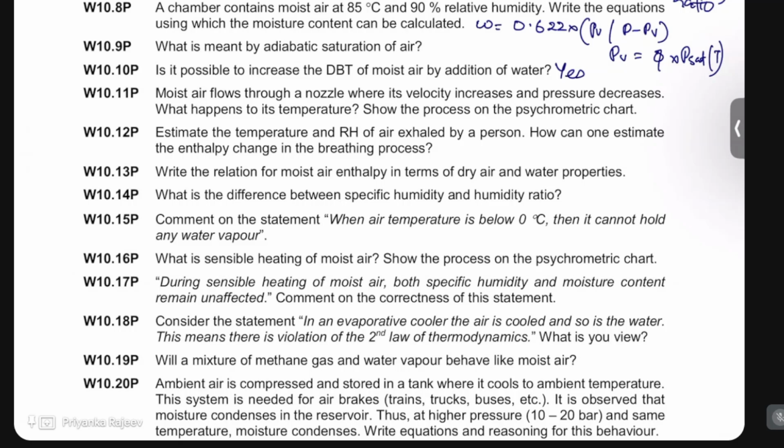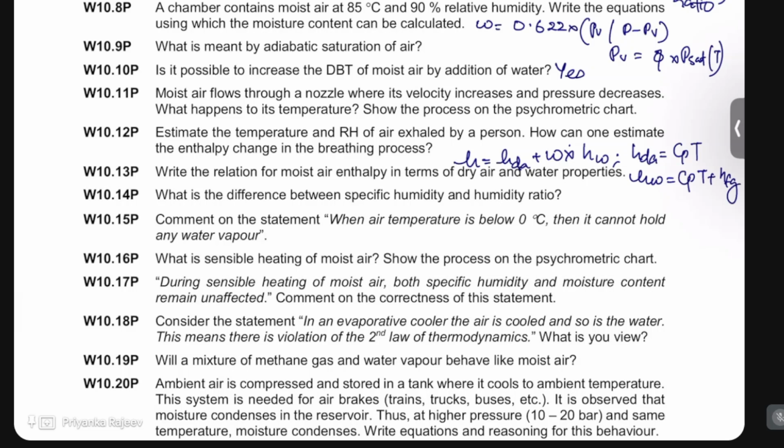I'll write it over here. H equal to H dry air plus W times Hw. So H dry air equals Cp times T, and Hw equals Cp times T plus hfg.